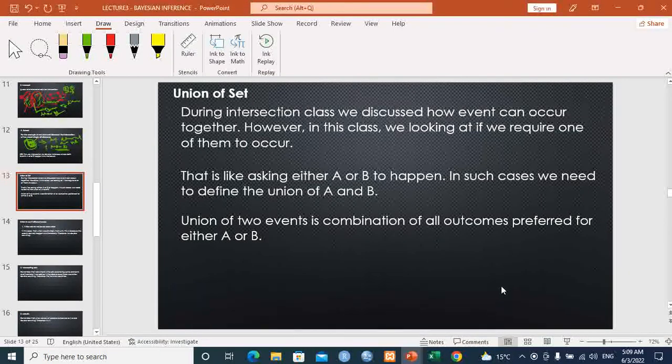Greetings folks, welcome back. In this class we are going to talk about union of set. As I gave you a hint in our previous class, union is when we want either of an event to happen. In such case, the combination of all preferred outcomes for either A or B will be what we'll be considering.